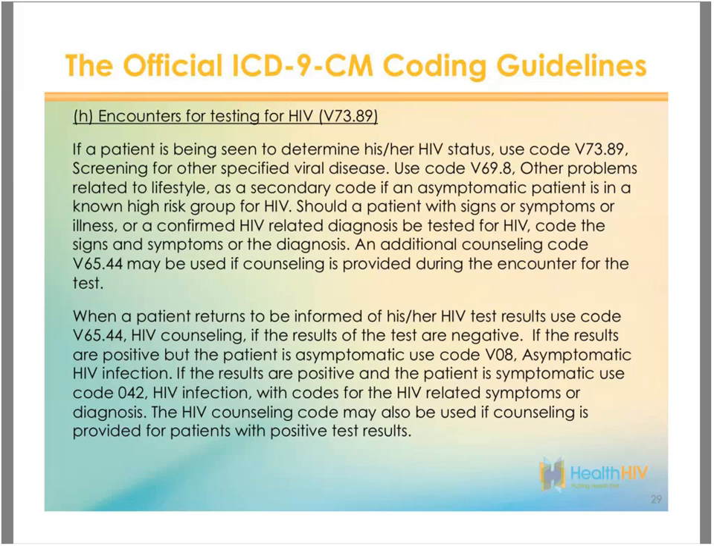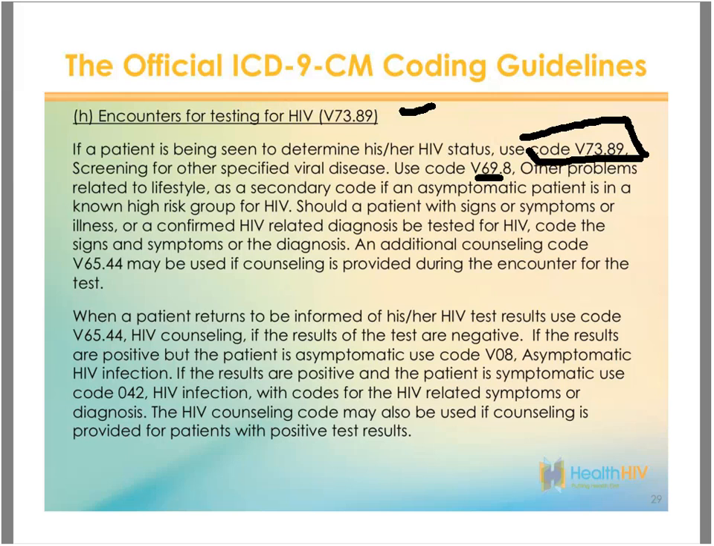Another coding guideline, encounters for testing. So if a patient is being seen to determine his or her status, the code that we're going to report is V73.89. This code reflects screening. All right, there are some other diagnosis codes that were referenced in the policy, so I included that information for your convenience. Use code V69.8 for other problems related to lifestyle. This code is never used as the principal code. It would follow the screening code V73.89.